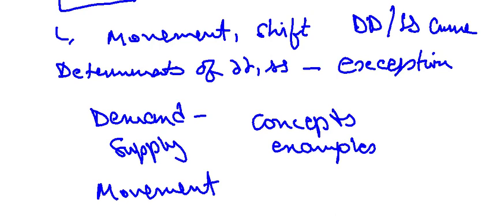So the keywords you have here are movement and shift, so keep these two in mind. Of course you will study this in detail, so this is just a very basic discussion on the syllabus. And determinants of demand and supply are to be specified, that is what the syllabus has asked for, and exceptions to the law of demand are to be discussed. So this is all under the first part, that is demand and supply.